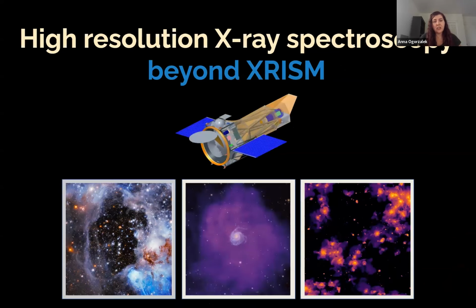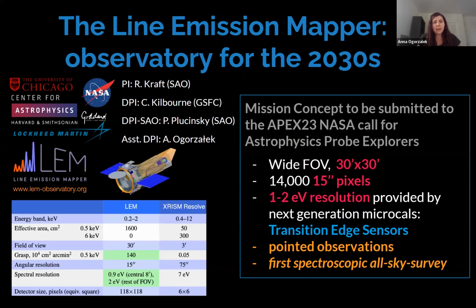Let's spend the last few minutes talking about what lies beyond XRISM, and specifically the Line Emission Mapper, or LEM for short, which is a $1 billion mission concept that I am a part of the PI team of. I'm the assistant deputy PI. We have been developing LEM in response to NASA's first ever astrophysics probe explorer call, and Sven yesterday in his talk already mentioned this because he's working on a different probe.